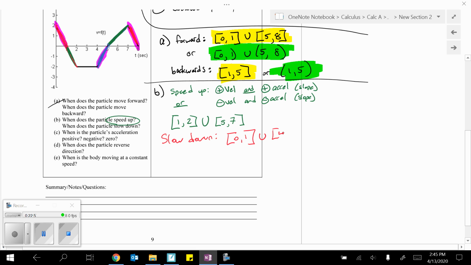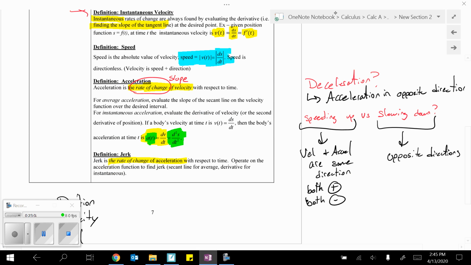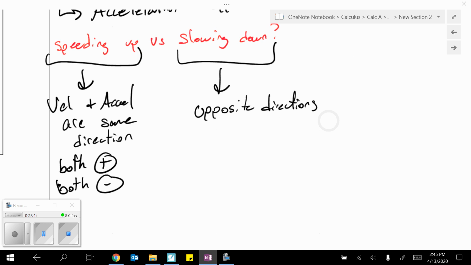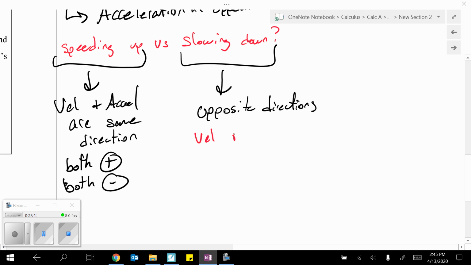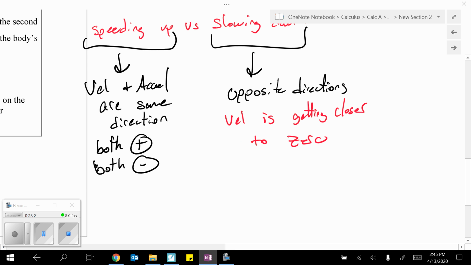Ooh, I just thought of another good way to describe speeding up and slowing down. Slowing down, this one's easy. Velocity is getting closer to 0. And then speeding up, that would be velocity is getting farther away from 0. Hopefully that makes sense in the context with our graph over here.